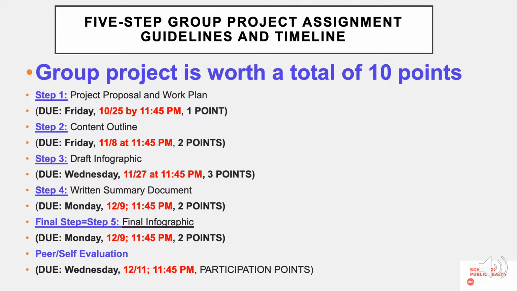This is a 5-step project with 4 due dates, since steps 4 and 5, a written summary and final infographic, are due at the same time. Please be sure to closely abide by project guidelines, and you can see here on this slide the timeline, as well as the points for each step.